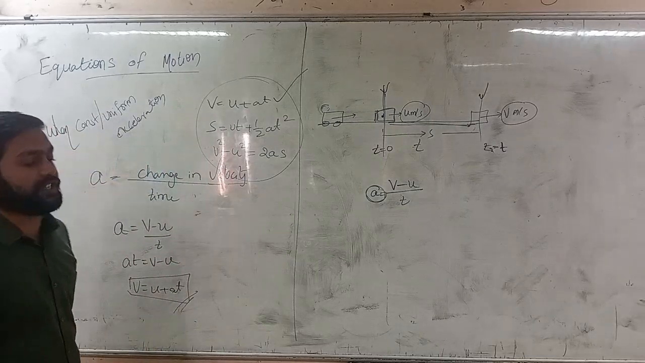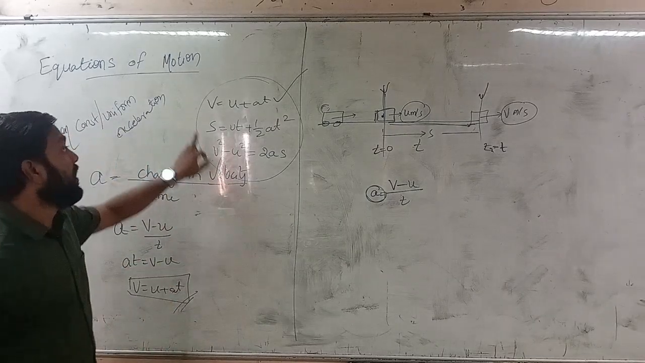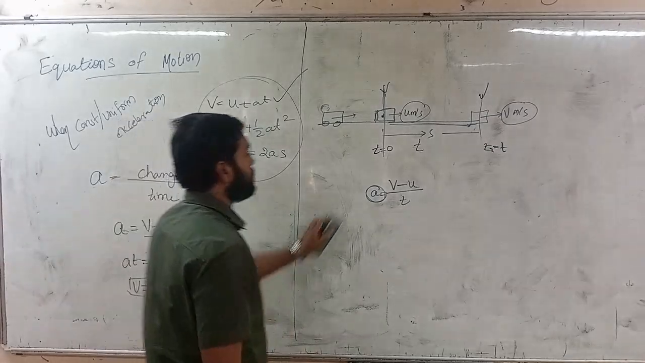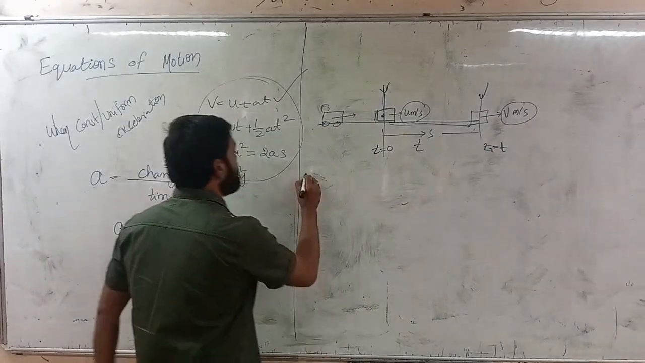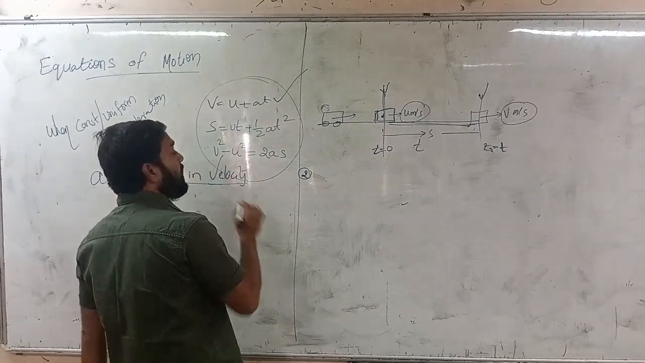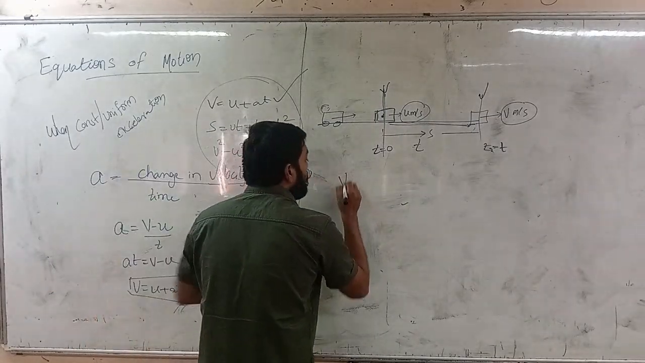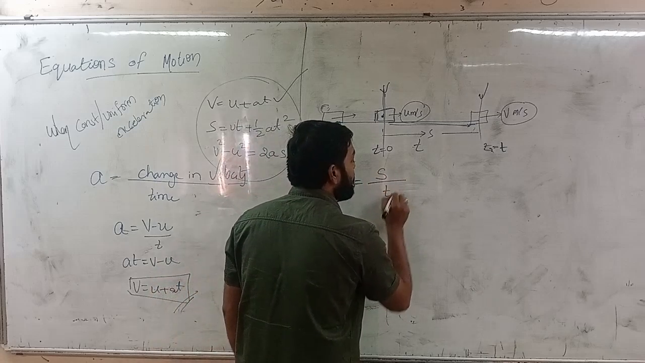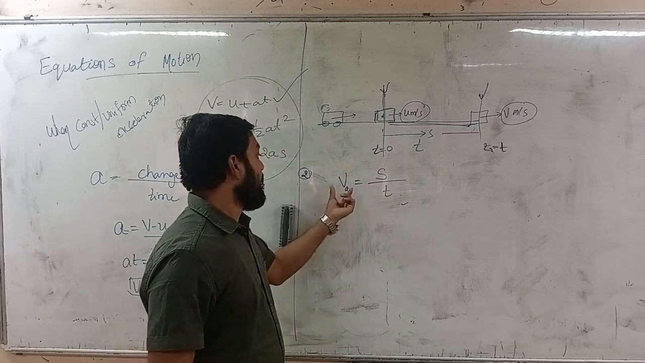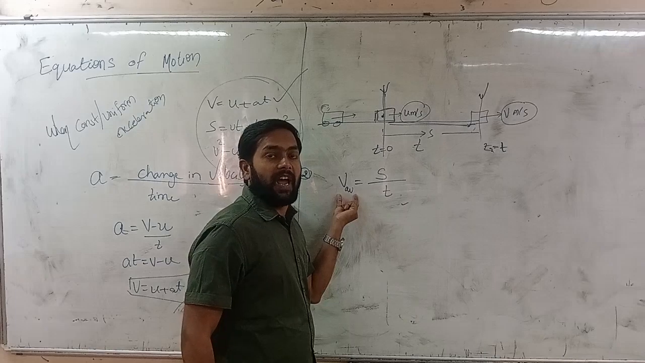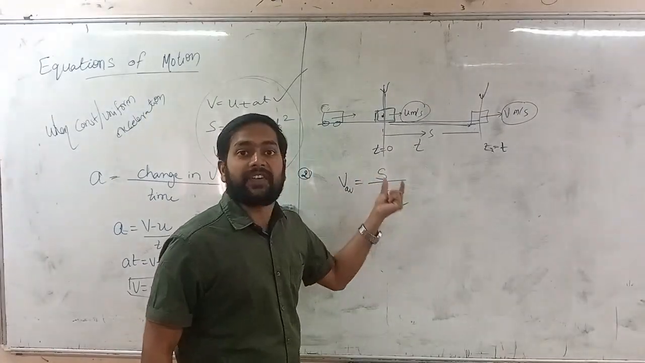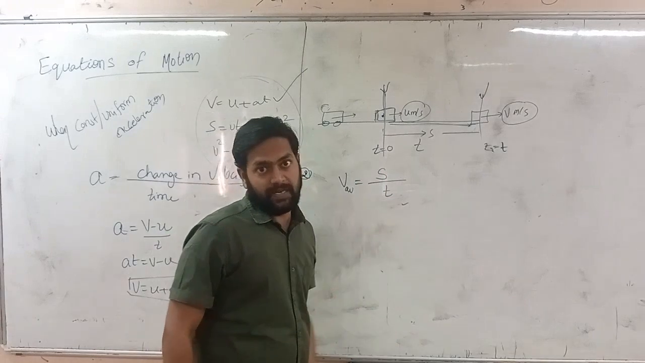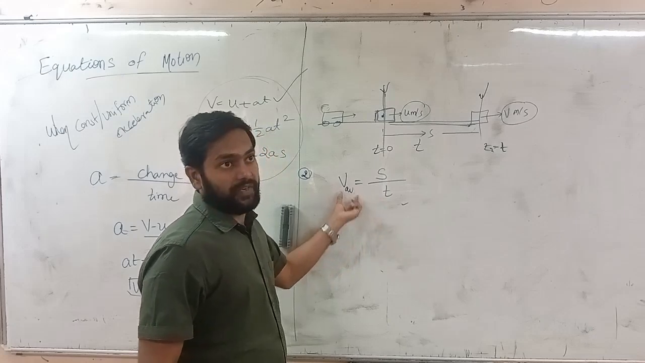Coming to the second equation, how do we derive it? Here s is the displacement. We know that average velocity is equal to displacement by time taken. The definition of average velocity is the ratio of displacement to the time taken, or the rate of change of displacement.